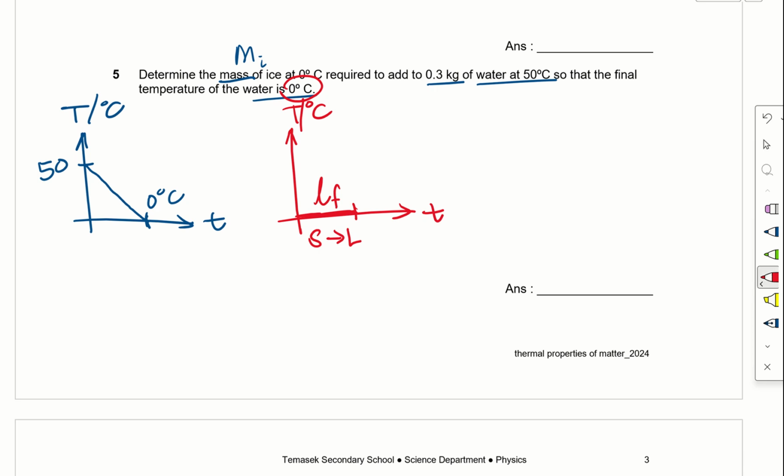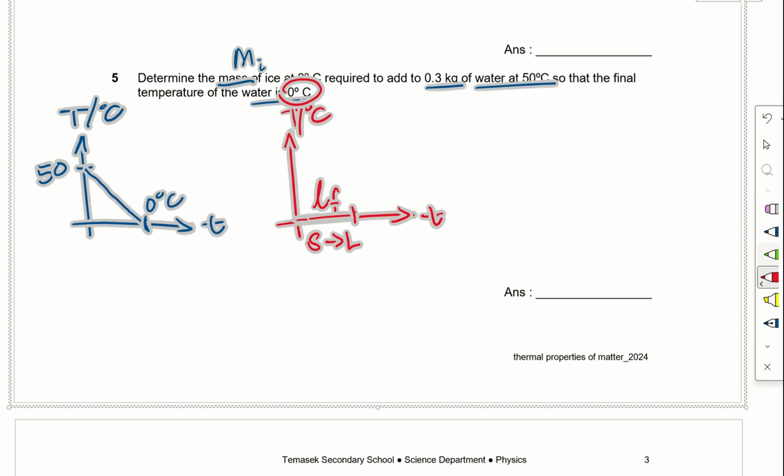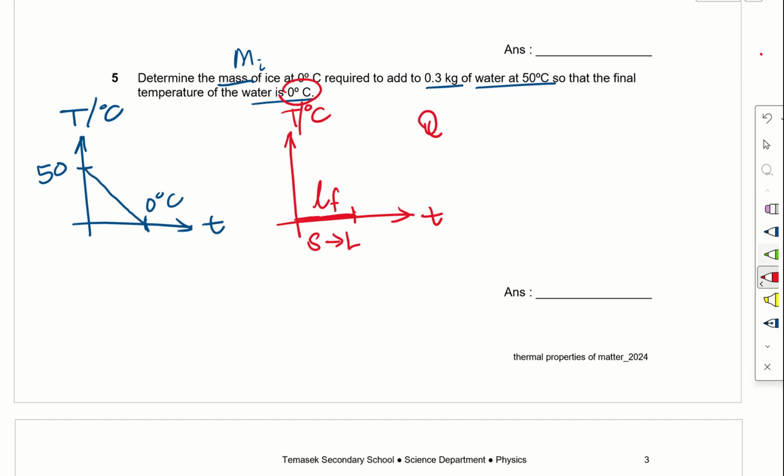So for the ice, it is actually Q equals to M LF. Okay, and I don't know what is the mass of the ice, but I know LF. It is at the front of the tutorial. For the water, the energy that it is transferring out will be MC, change in theta. Why do we use specific heat capacity? Because there is only change in temperature.